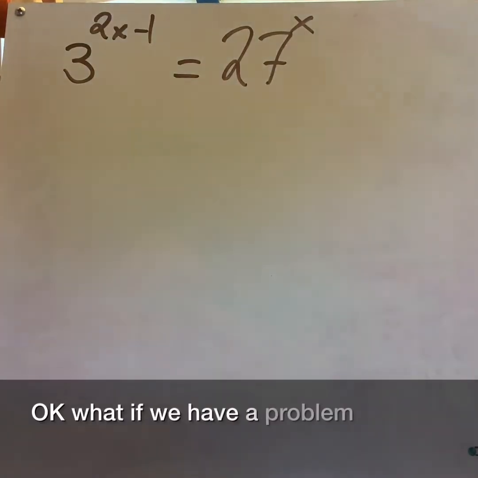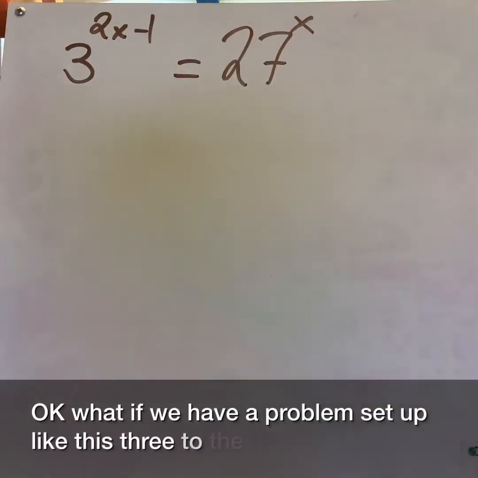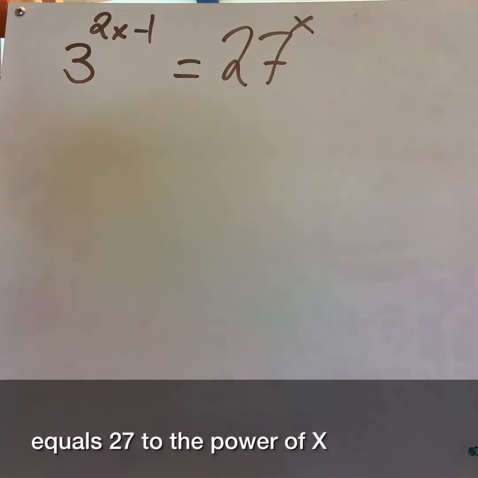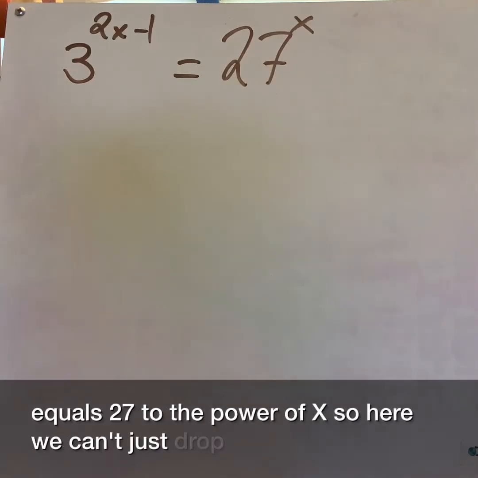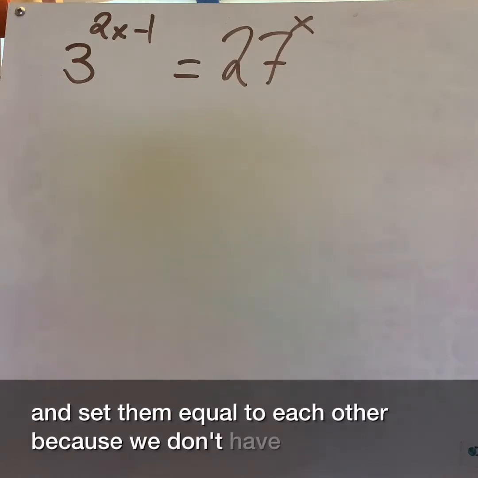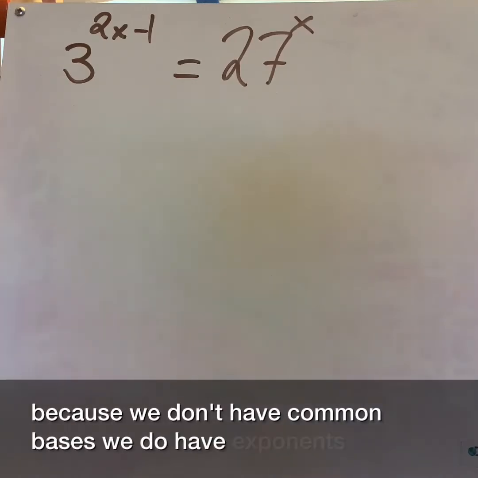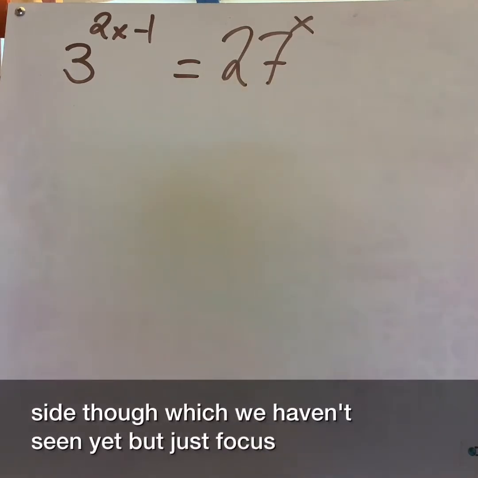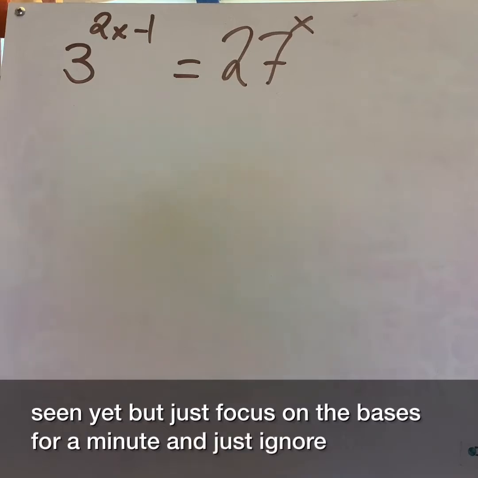Okay, what if we have a problem set up like this? 3 to the 2x minus 1 equals 27 to the power of x. So here we can't just drop the exponents and set them equal to each other because we don't have common bases. We do have exponents on each side, though, which we haven't seen yet. But just focus on the bases for a minute and just ignore the exponents.